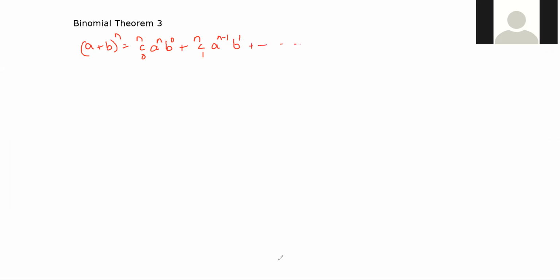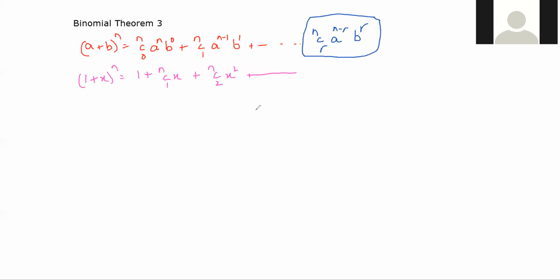Then you learned the second formula, which was (1 plus x) raised to power n, and that was 1 plus nC1 x plus nC2 x squared and so on. Now there is a general term in this expansion, that is nCr a raised to power n minus r and b raised to power r. I will be talking about this formula in this segment now.